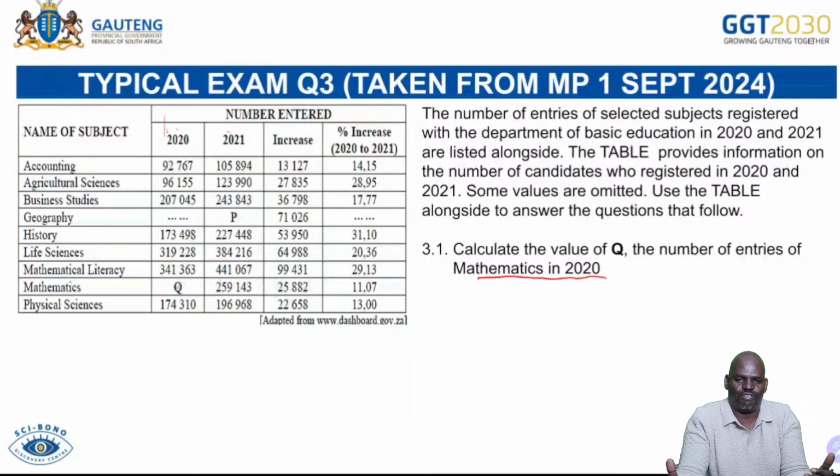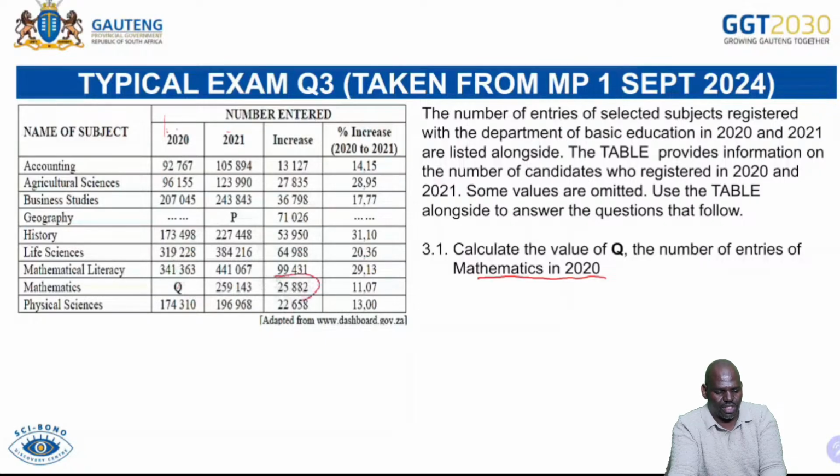So if you think about this, you will see that the number of entries was actually 25,882 less compared to 2021. So to get that value, we'll say for 2020, we just take 259,143 and make it less by 25,882.